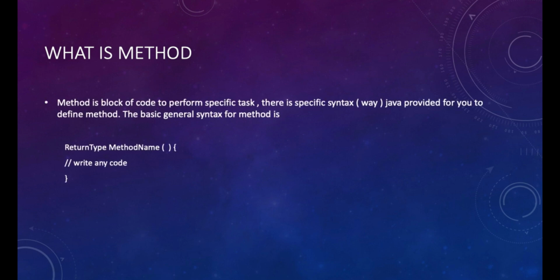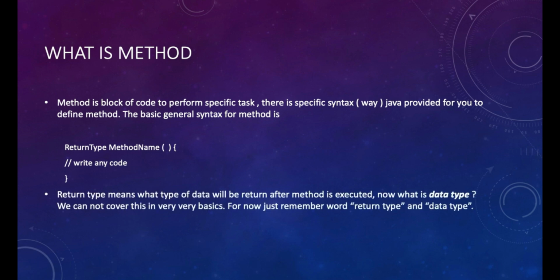A method is a block of code to perform a specific task. There is a specific syntax Java provided for you to define a method. The basic general syntax for a method is written below, that is return type, then the name of your method. Return type means what type of data will be returned after the method is executed.